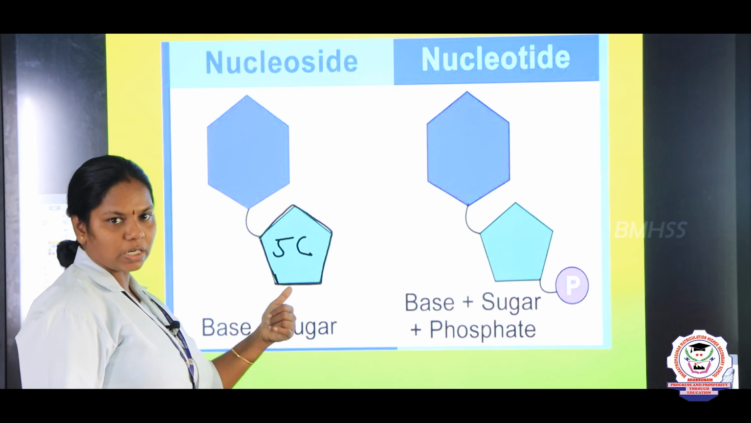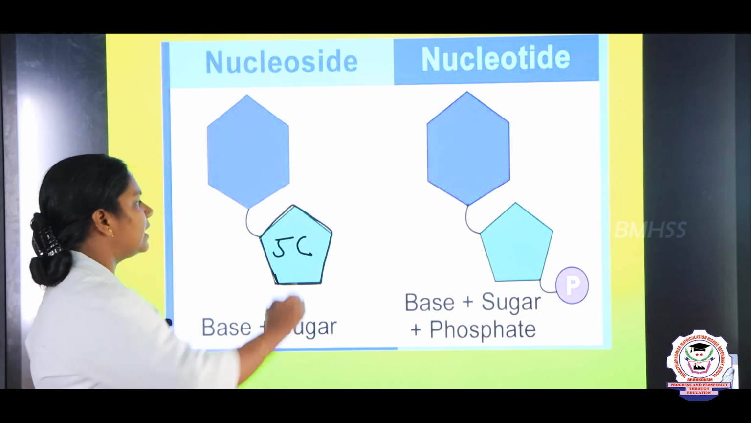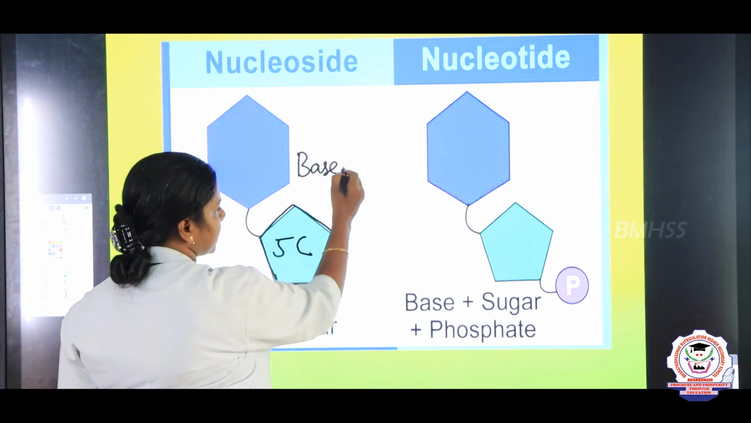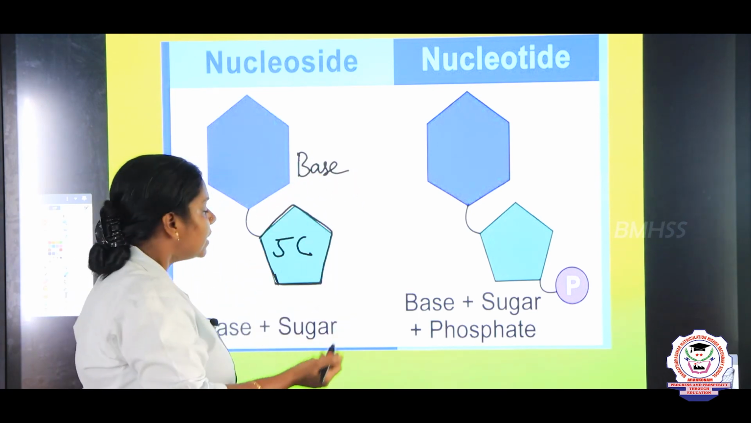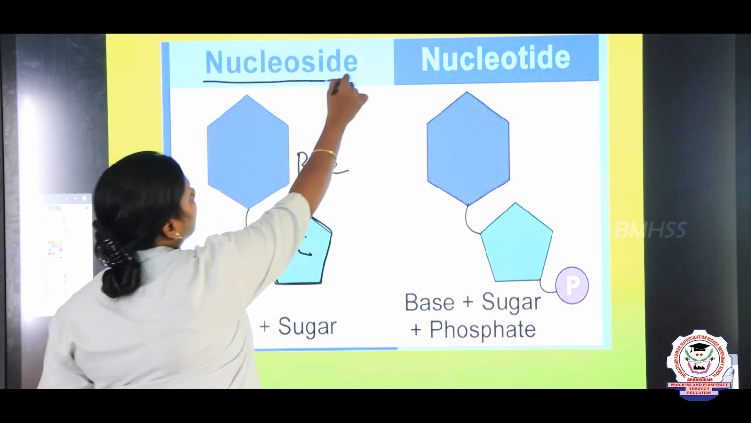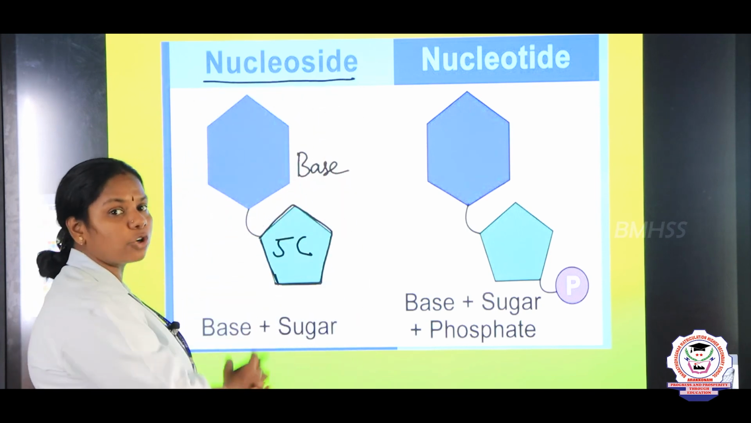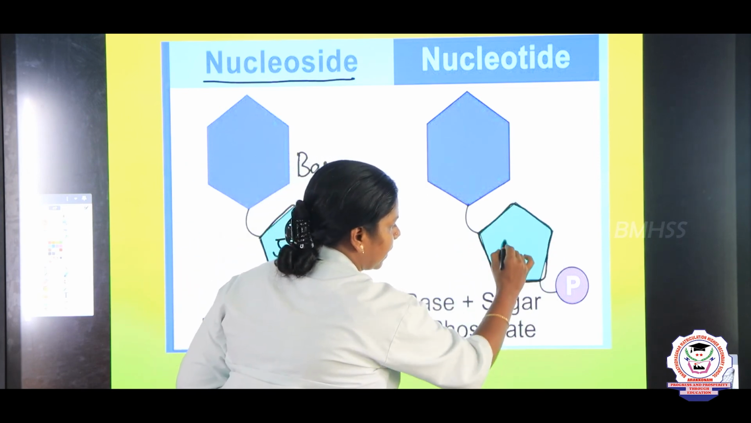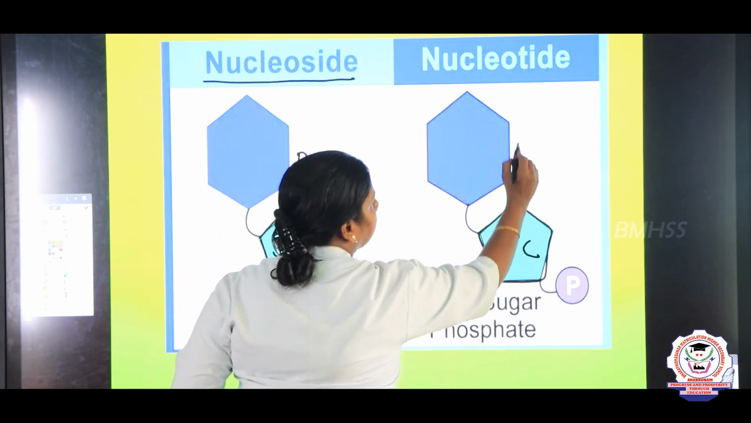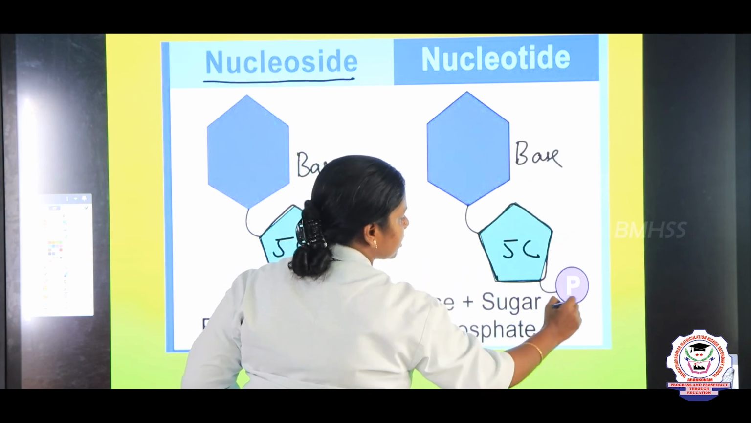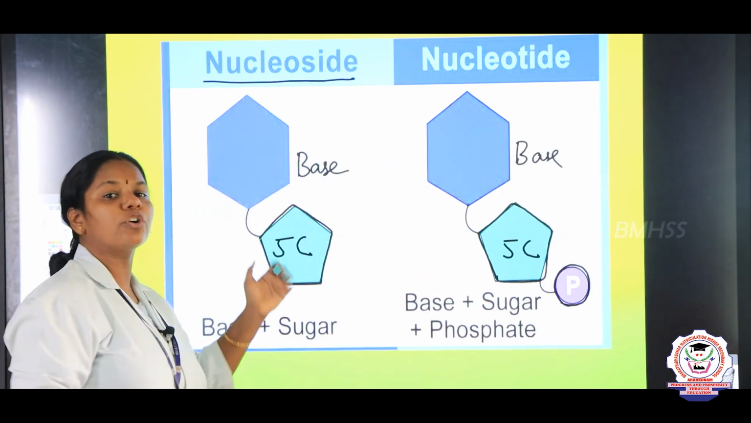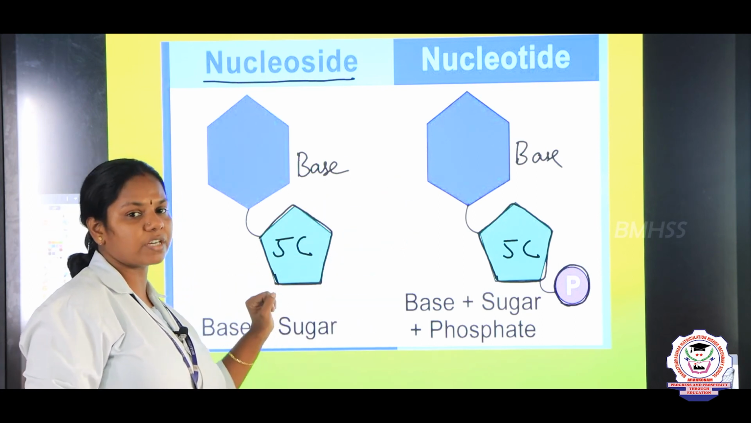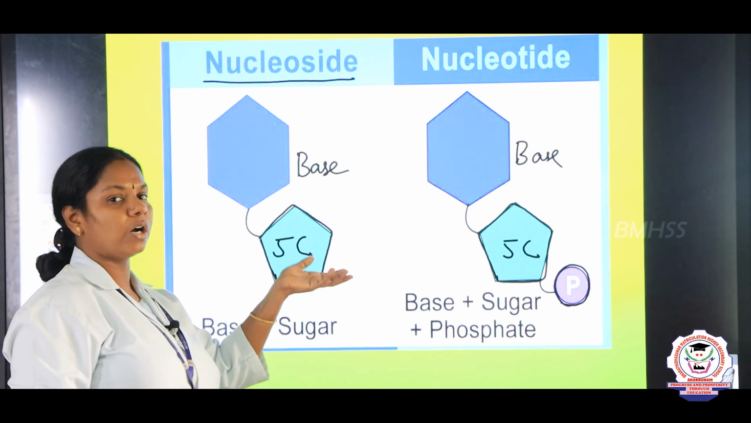A sugar molecule, that is a 5 carbon compound pentose sugar, when it is attached to a base, especially a nitrogen base, either it may be adenine, guanine or thymine, it is said to be a nucleoside. And when one phosphate group is attached to it, that is sugar, a 5-carbon compound, and a base plus one phosphate molecule is attached, the nucleoside becomes a nucleotide. From this they will ask one question, children, differentiate nucleoside and nucleotide.